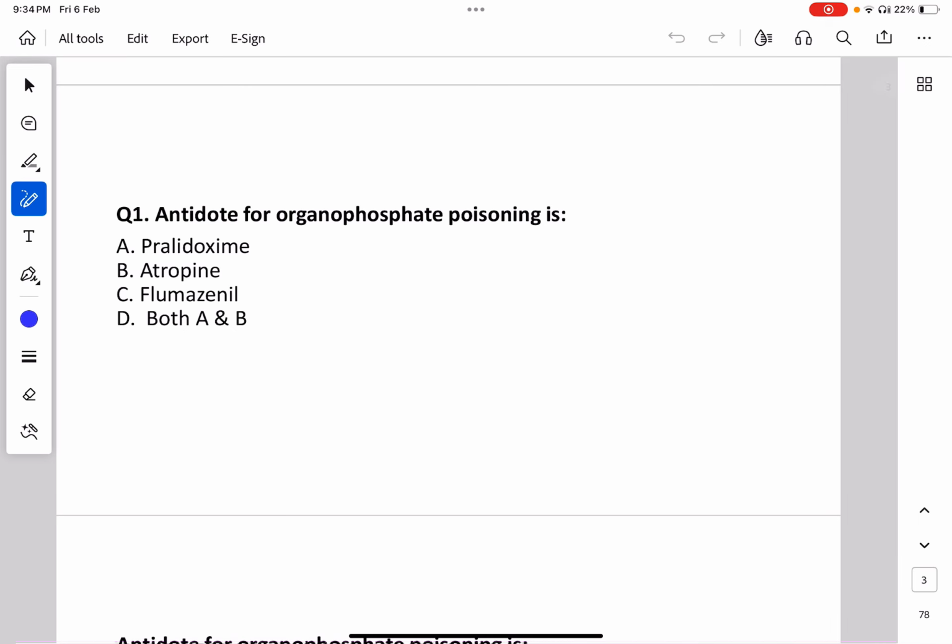So now the first question is: the antidote for organophosphate poisoning is. Just wanted to tell you that whenever you are reading about any poisoning, not only organophosphate, there are three important things. What is the mechanism of that poison? How is it acting, what is the pathology behind it? What are the clinical features it is causing? And the most important thing is which antidote you are using for that poisoning treatment. So the antidote for OP poisoning is: pralidoxime, atropine, flumazenil.